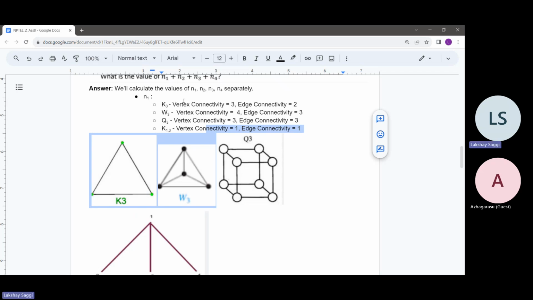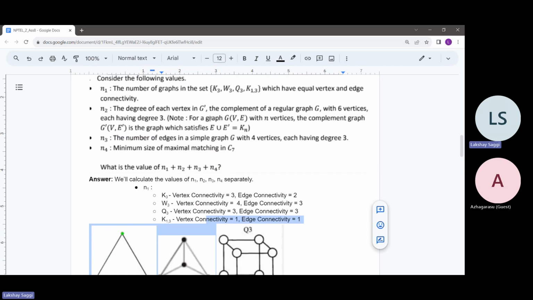So we see that while calculating the value of n1, we need to find out the number of graphs in this set which have equal vertex and edge connectivity. The first graph has edge connectivity of 2 and vertex connectivity of 3, so it does not contribute. The second graph has 4 and 3, so it does not contribute.